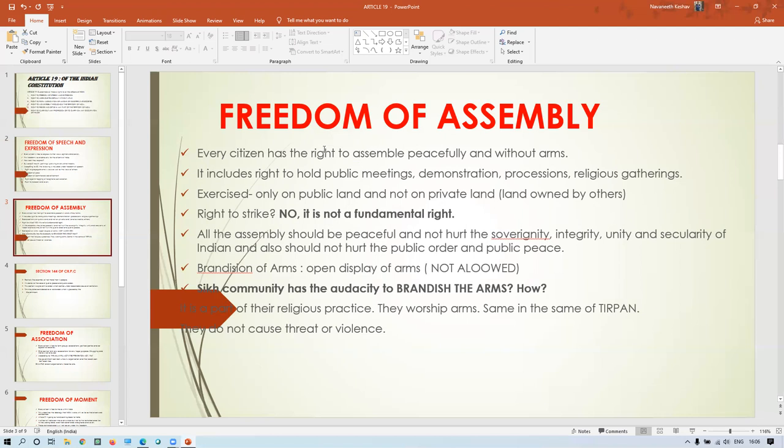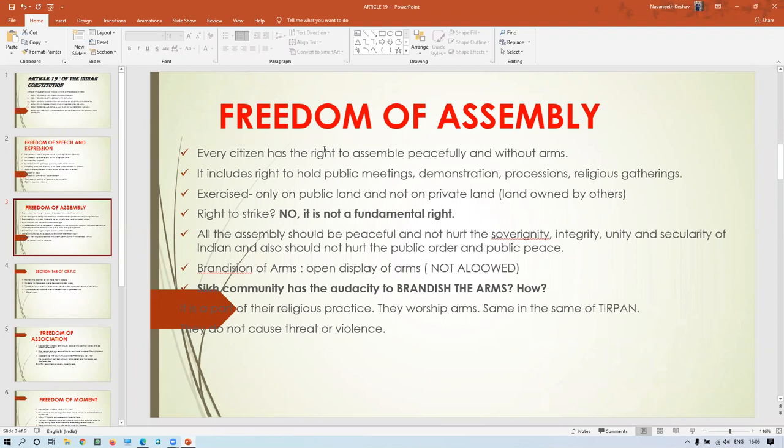Okay, a strike is also one of the assemblies, right? Is the right to strike a freedom? No, it is not a fundamental right at all. Strike itself means it is going to create some violence. It is going to create some threat to society. So the right to strike is not a fundamental element and it is not one of those freedoms discussed under Article 19 of the Indian Constitution.